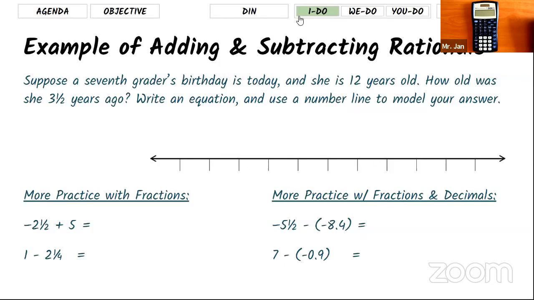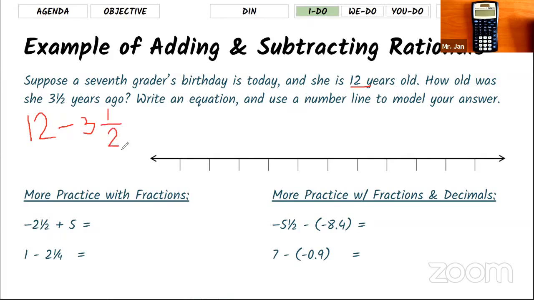Okay, so let me explain this. Hold on, let me grab my pencil. Here we go. My first number is 12, so I'm going to write my equation 12. And because how old was she years ago means we need to go back in time, going back in time means we need to subtract this positive number, right? So it's going to be -3 1/2. This is a mixed number, by the way, and equals. We need to find the answer, and when we find the answer, we need to use this number line.